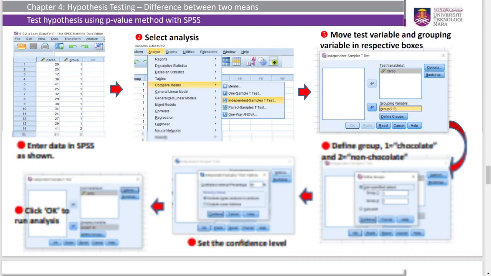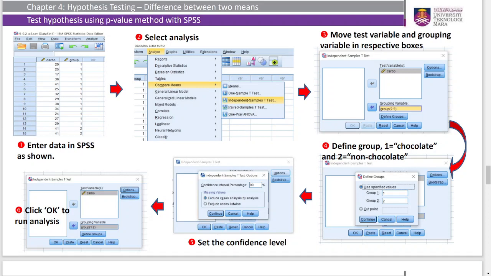Okay, how to perform the test in SPSS? First, you have your data, so you enter your data in SPSS as shown. So you have the carbohydrate and the groups. So the groups here referring to 1 for the chocolate and then 2 for the non-chocolate, and then select the analysis. To select the analysis, you go to analyze, and then you compare means, and then choose independent sample t-test. Okay, you can follow this later on.